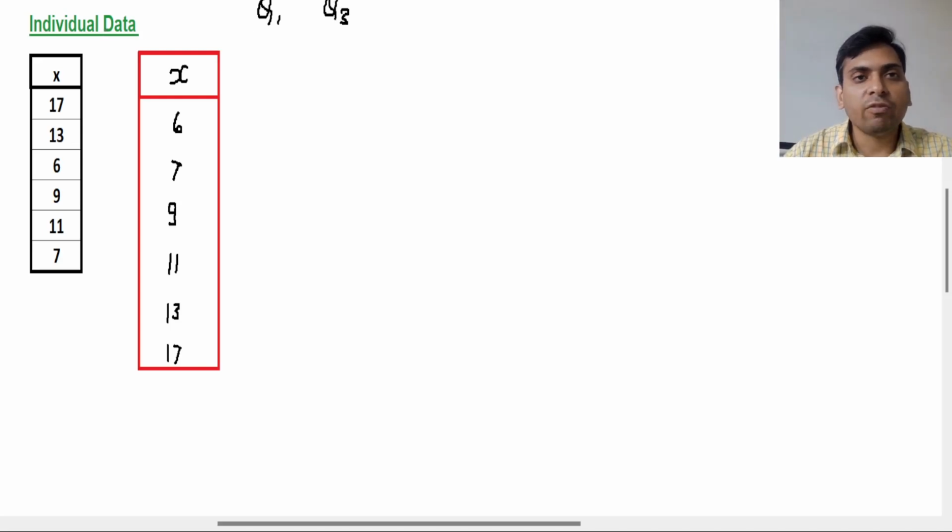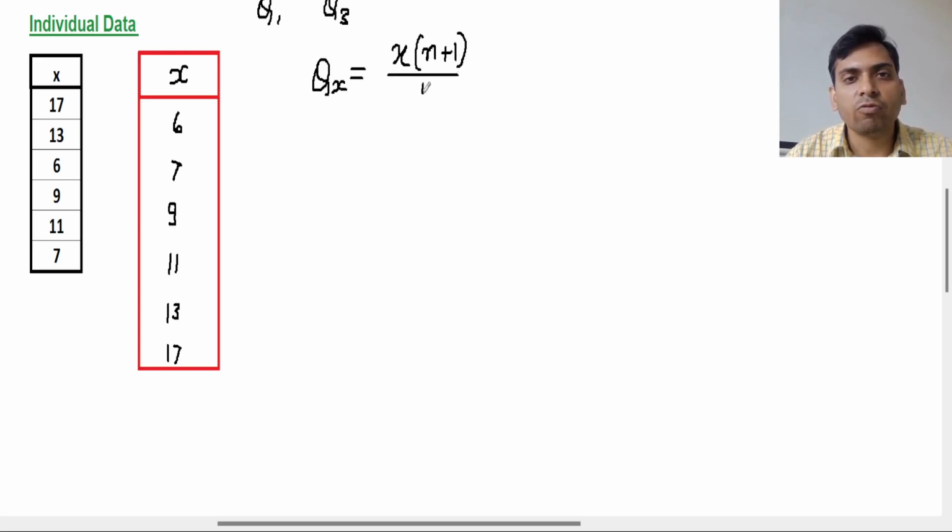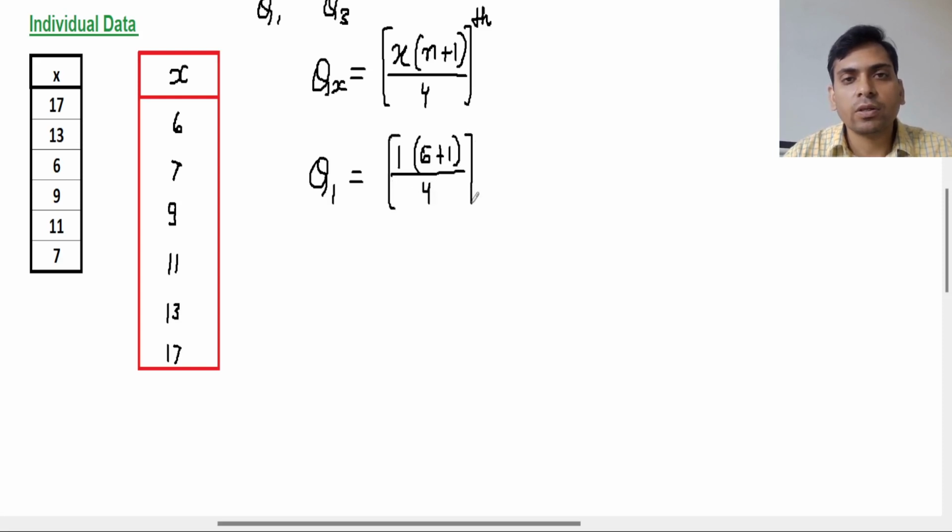So this is individual data. For individual data, the formula of quartile is Qx equals x into n plus 1, divided by 4. This concept I have explained in my lecture on quartiles. You can see that lecture. For the first quartile, put x equal to 1, and n, the number of terms, is 6, so we put 6 plus 1, divided by 4. So you will see this as 7 upon 4.